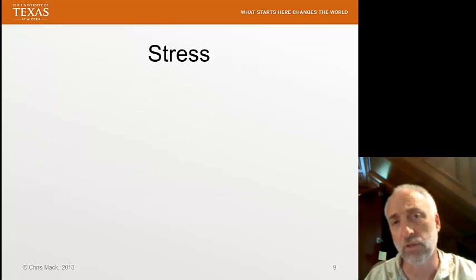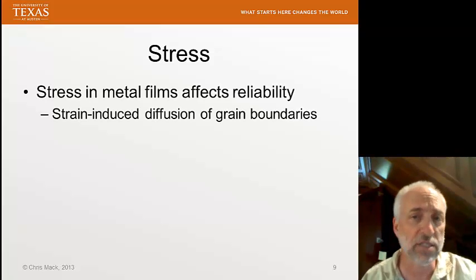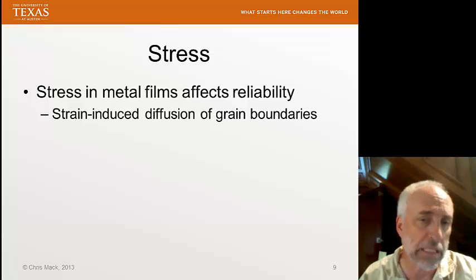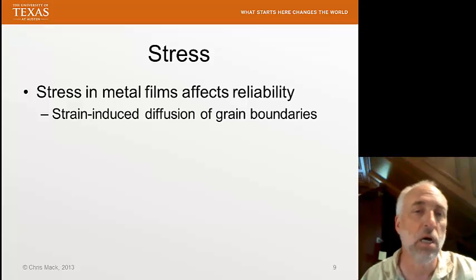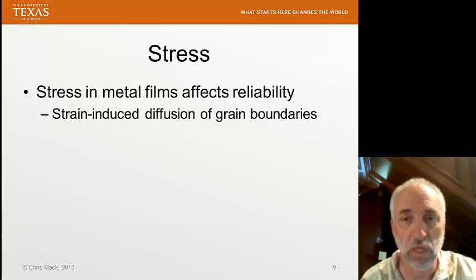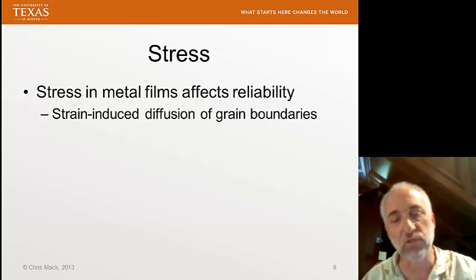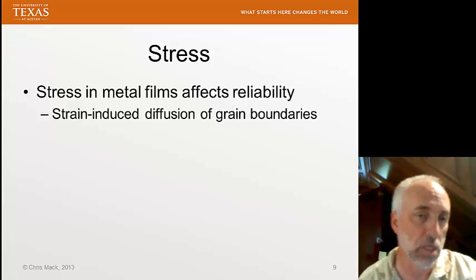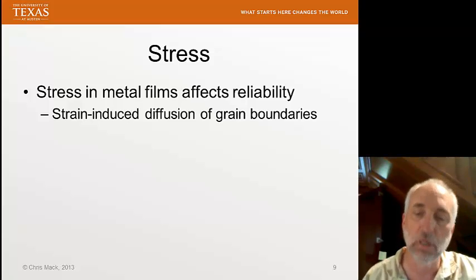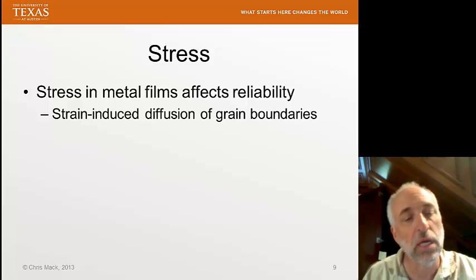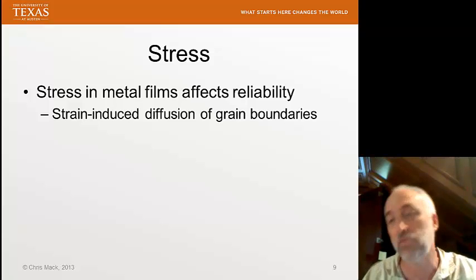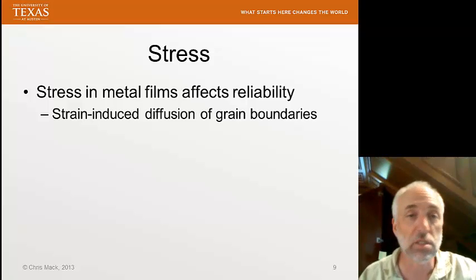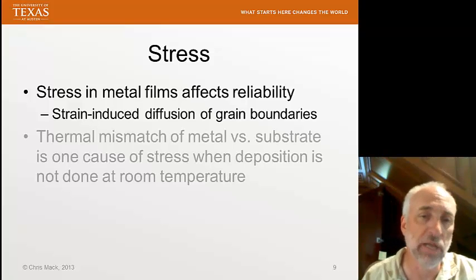Another important factor in the deposited films is stress. Stress in metal films can affect their reliability when we're using this. If we run current through a film that has stress in it, the grain boundaries in the metal can start moving around. And this motion can be accelerated by the use of current, and so we can get reliability failures in the metal lines as current runs through them. They can break. So this is a problem when we try to deposit films with low levels of stress.